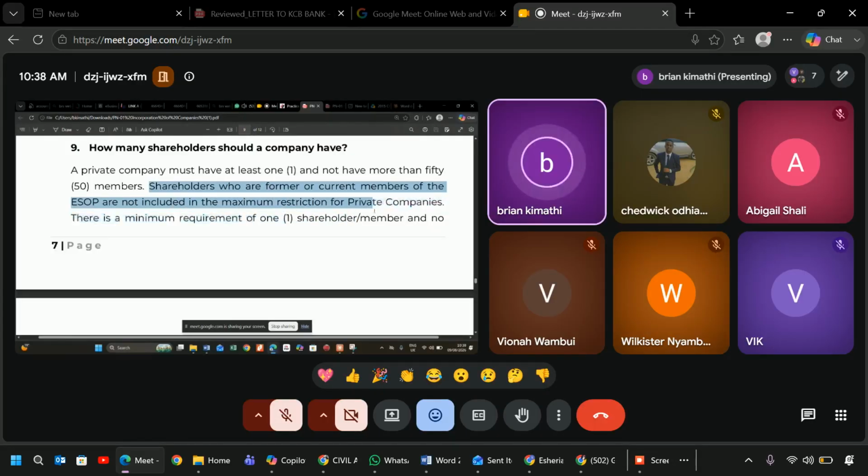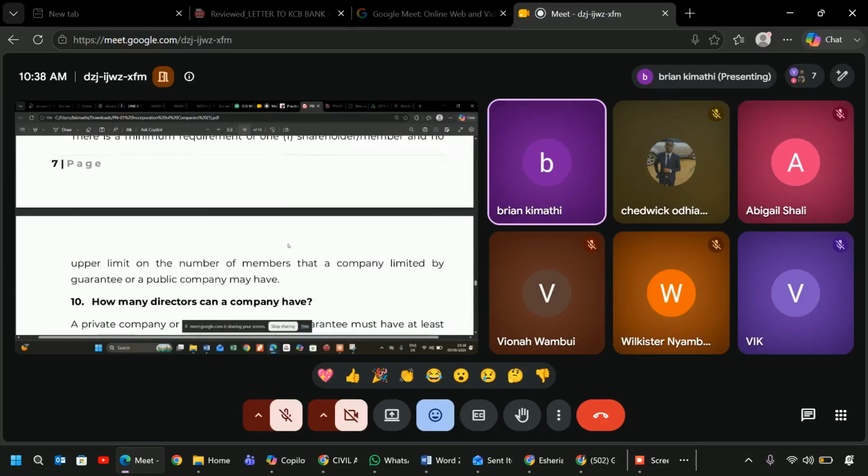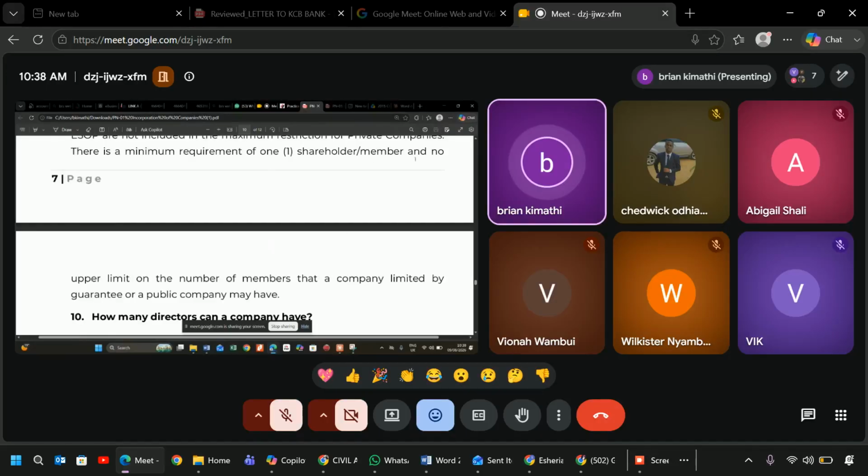So, for example, you're developing a technology company, and the remuneration is sweat and blood. It is for the developers who develop the system, then it runs a business. So if the shares are given to them for their sweat in developing that website, then it's not counted in the limit of 50 members for a company. Then there is a minimum requirement of one shareholder member, with no upper limit on the number of members that a company limited by guarantee or a public company may have. There's no upper limit. The minimum is one for either a CLG or a public company, but there's no upper limit. You can have 1,000 people.